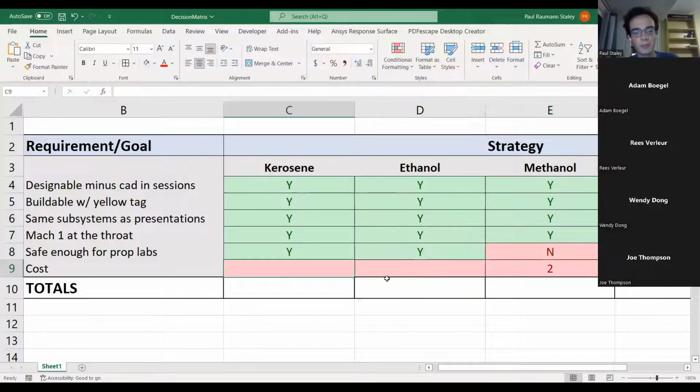But either way, what's the key difference between them now? All we have left is cost. Ethanol is easiest to find, and I already have some lying around. So that is the propellant.